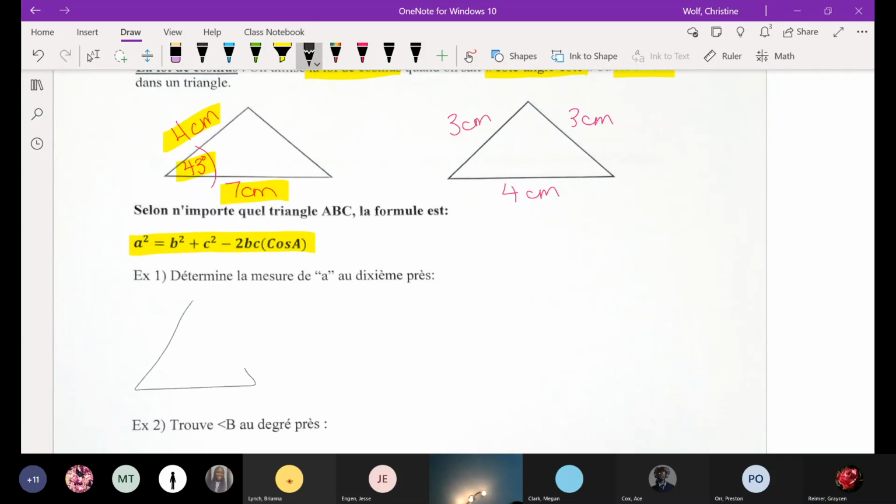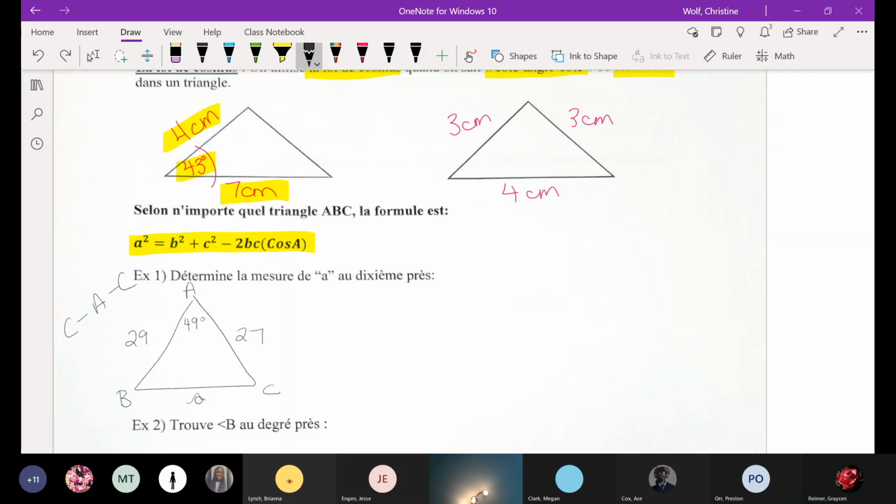Imagine que vous avez un triangle comme ça, nommé A, B, C. Ça, c'est 29. Ça, c'est 27. Et l'angle ici, c'est 49. So, ça, c'est une loi de cosinus parce que c'est côté, angle, côté, an angle sandwich. All right? Et je veux qu'on détermine la mesure A au dixième près. So, A sera ici. It's the side opposite angle A. So, je cherche le côté A là.